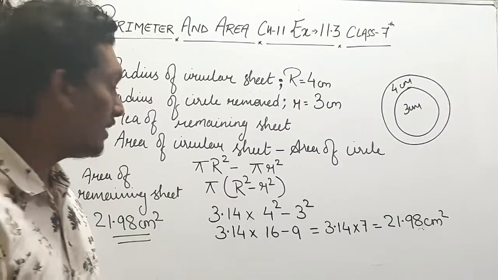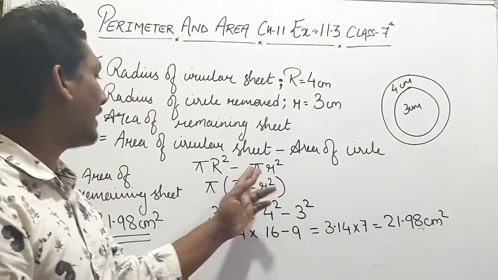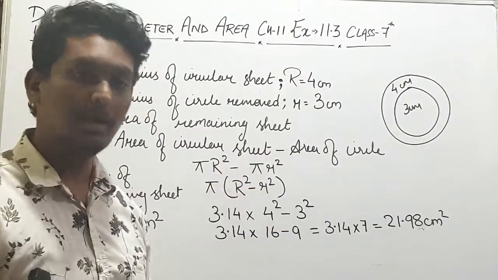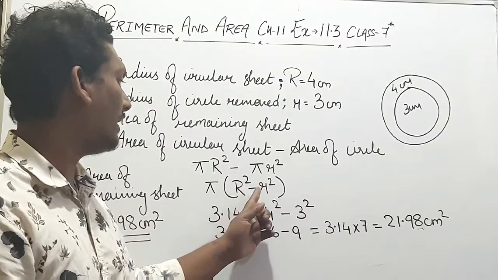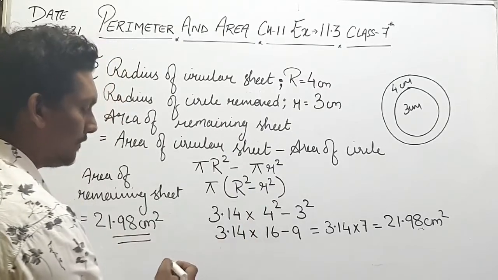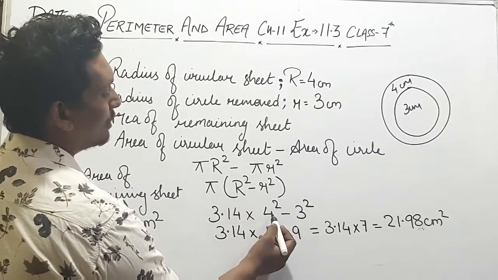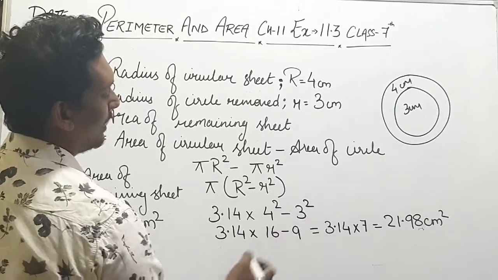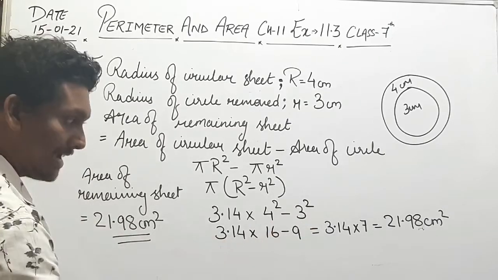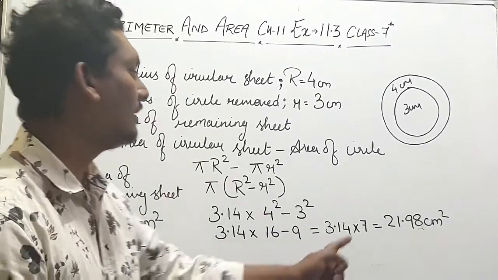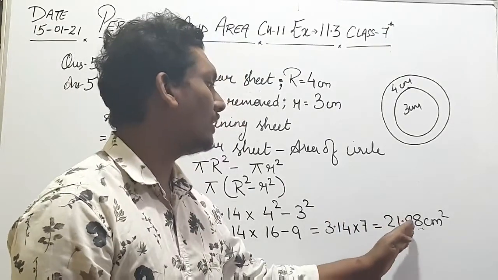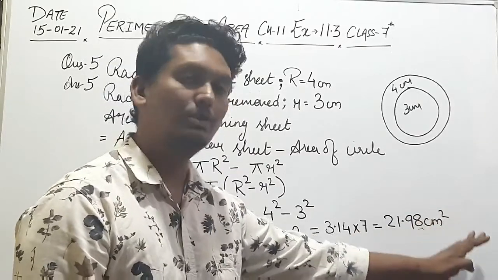So what is common here? This pi is common, so we will take it out, and we are left with capital R square minus small r square. The value of pi is given as 3.14 here. So capital R is 4 square and small r is 3 square. So 3.14 into 4 square, which is 16, minus 3 square, which is 9. So 16 minus 9, that is 7. So 3.14 multiplied by 7, you will get 21.98 centimeter square.